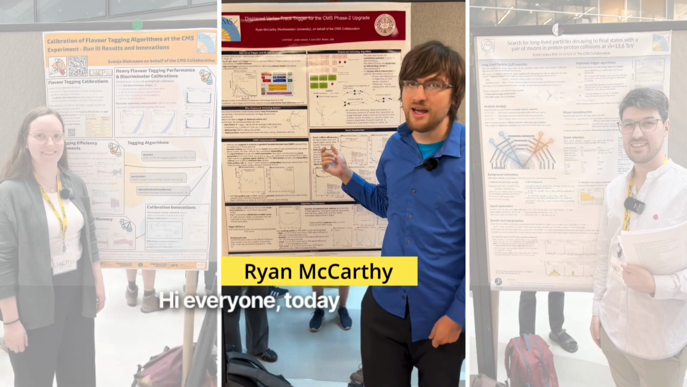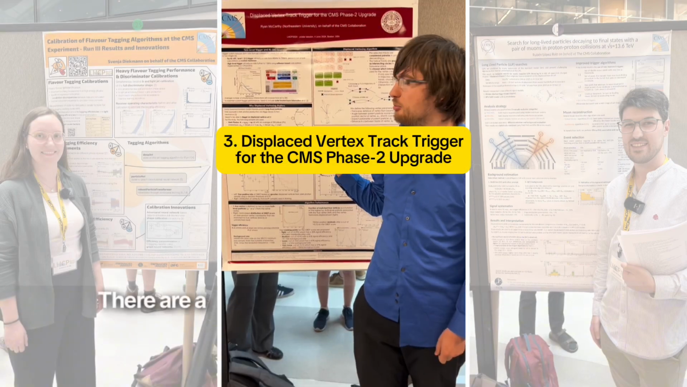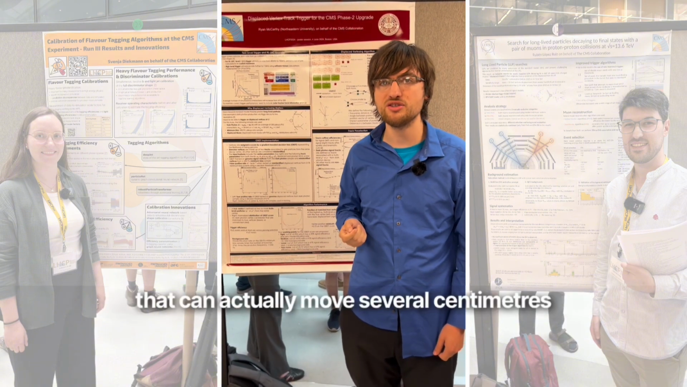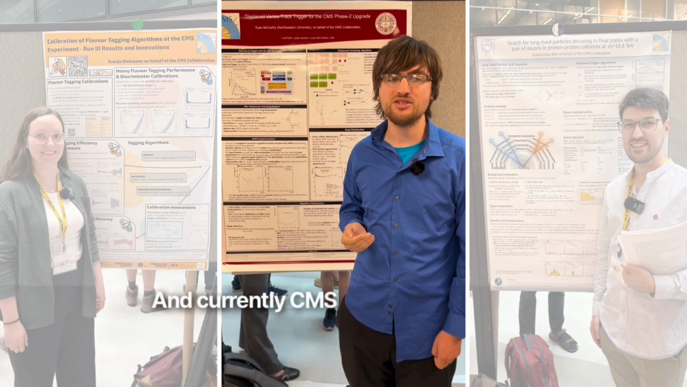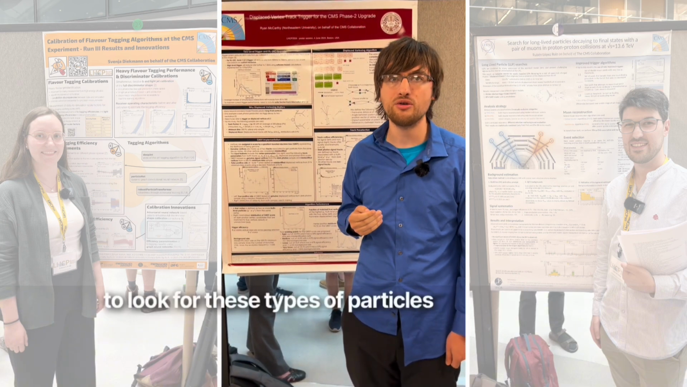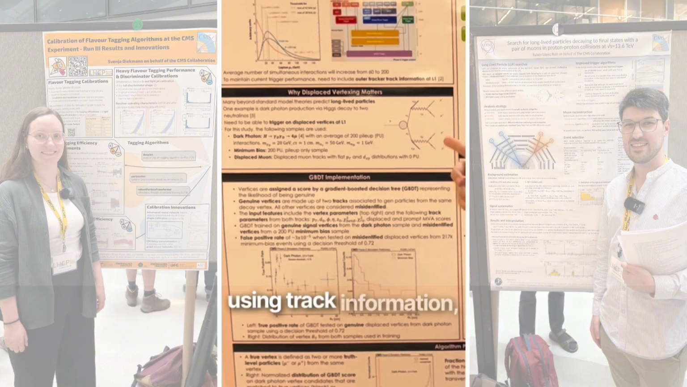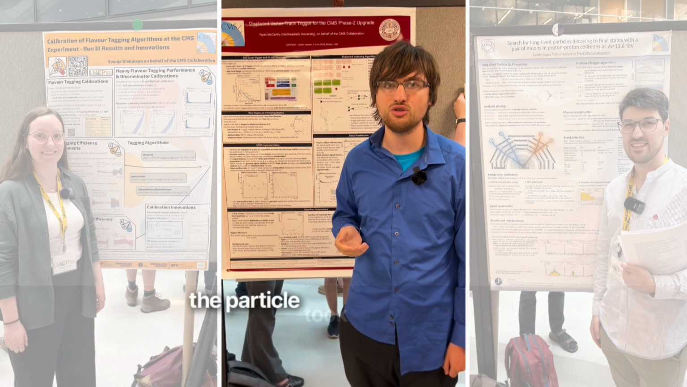So hey everyone, today we're talking about triggering on long-lived particles. There are a bunch of theories that predict particles that can actually move several centimeters before they decay into smaller particles. And currently CMS isn't really equipped to look for these types of particles at the Level 1 trigger, particularly using track information, which is the measurement of the trajectory the particle took in the detector.